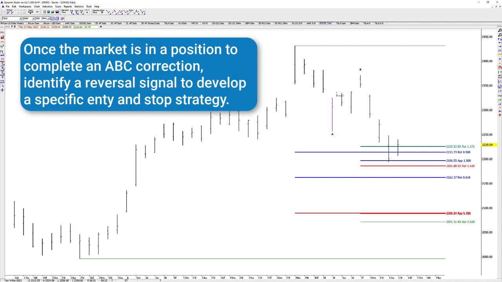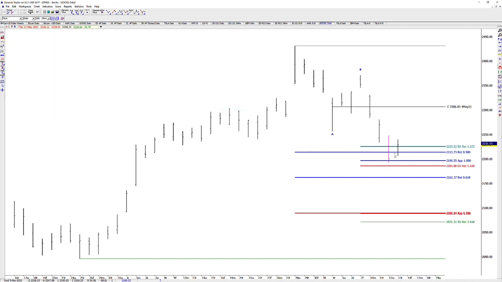What indicates that a wave C is probably complete? Well, it'd be a close into the closing range of wave A, and that's quite a bit above the market. In traditional Elliott wave guidelines, it would be a trade above the wave A low. So let's just add some data. Well, there we had another pretty strong up day. So we've traded well into the range of the wave A.